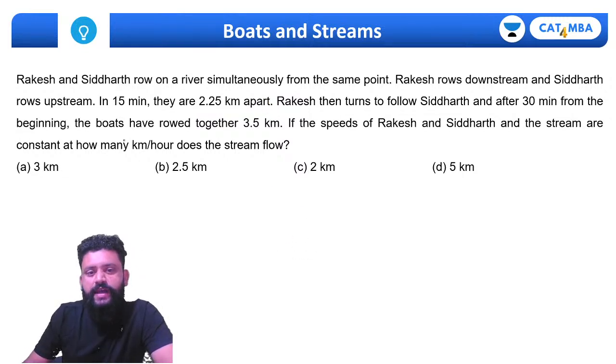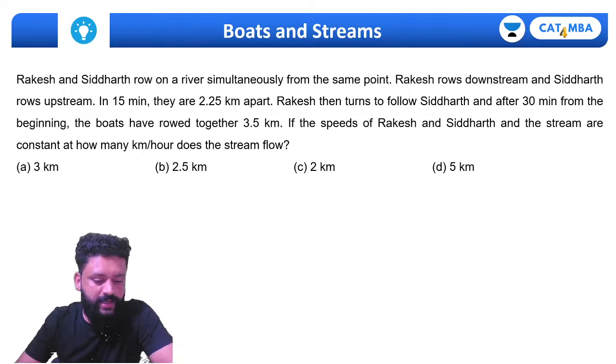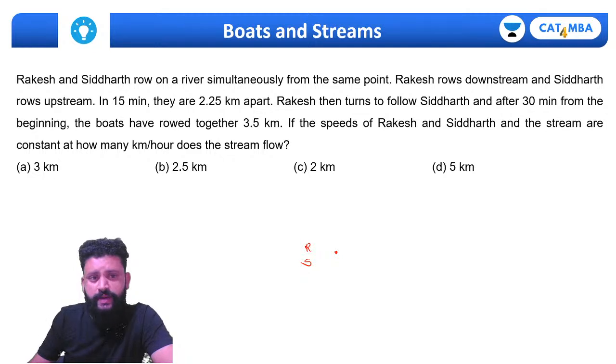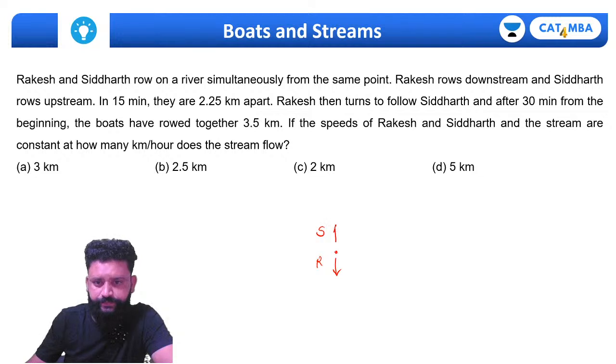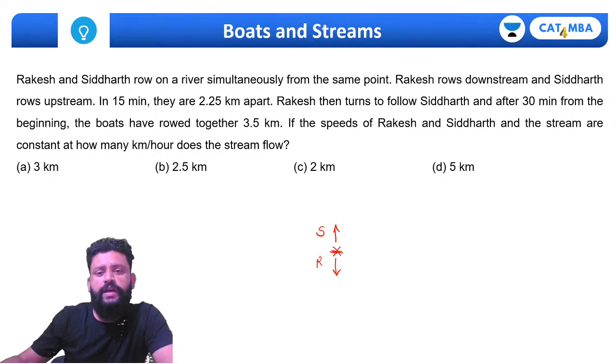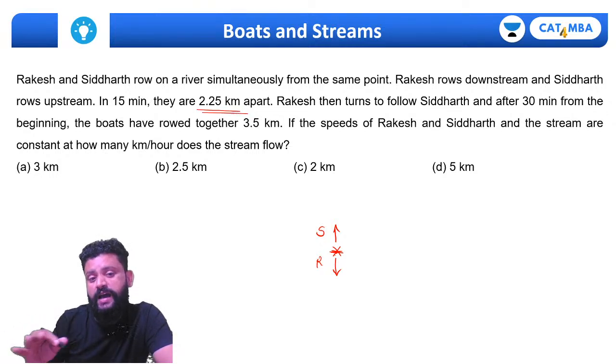relative speed at the same time. Boats and streams and relative speed, both things we have to use combined here. So let's say this is the starting point where Rakesh and Siddharth started from the same point. Rakesh rowed downstream and Siddharth upstream. Let's say Rakesh downstream, Siddharth started. Now from this starting point, they are 2.25 kilometers apart after 15 minutes.